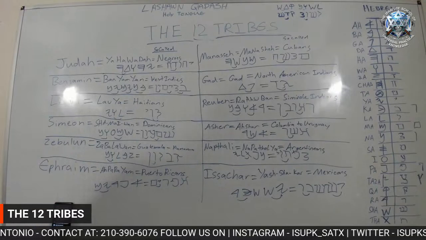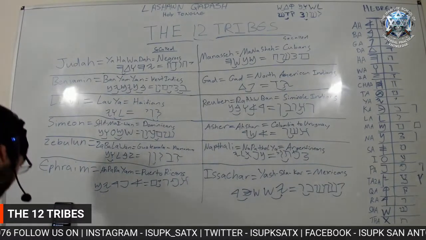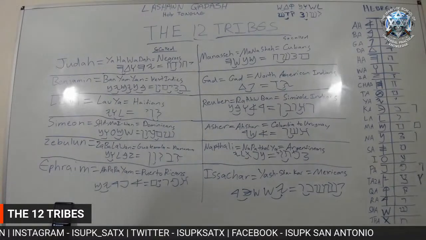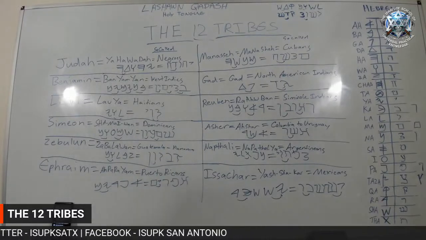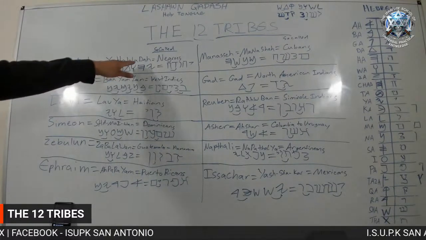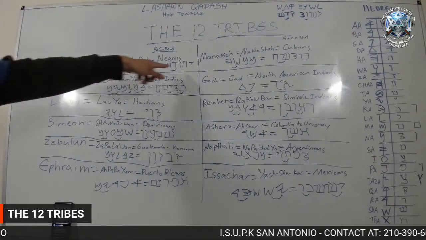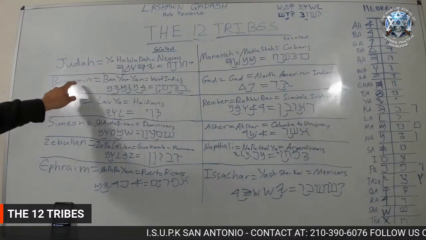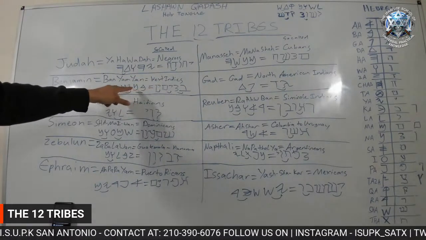If you're going to take a screenshot, if you're going to take notes, now is definitely the time to do it. Hopefully this is legible enough, about as good as it can be, considering we had to put all 12 of them on the board at the same time. Judah equals Yahwadah, the so-called Negroes. Yahwadah. Benjamin equals Banyamyan, the West Indies. Banyamyan.